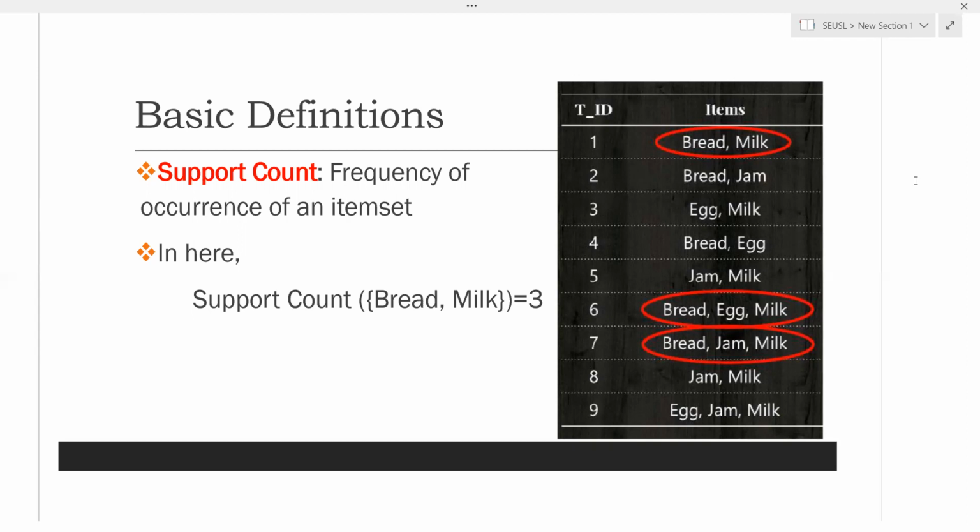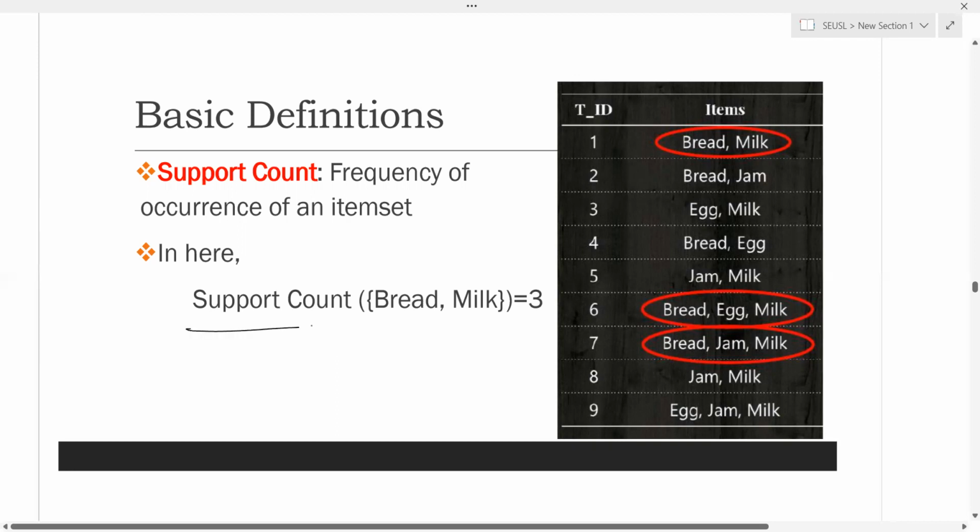Support count means we can calculate how many transactions contain these items. Let's look at this example. I need to find out the support count of bread and milk. So how can you find out the support count? I am just looking at each transaction.